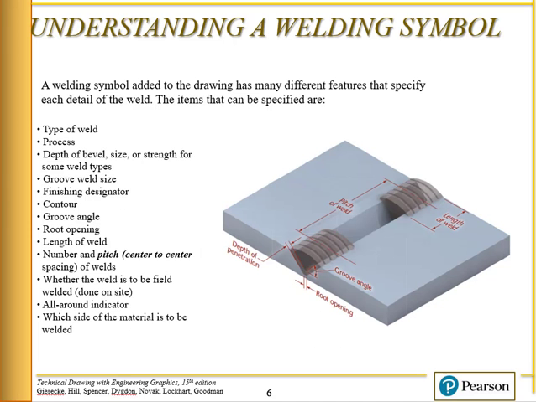There's a lot of different things in a welding symbol. Again, not all of them are used on every note. We're going to break this down: the type of weld, the process for the weld, the depth of the bevel, the size of the weld, the strength for welds, some types of welds, groove size, what the finish is, contour, what the groove angle is. We're going to talk about all of these different things. Then the all-around indicator and which side the material is to be. All of this is covered in this drawing note.